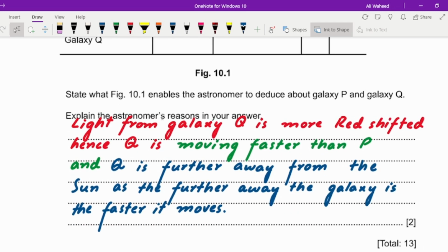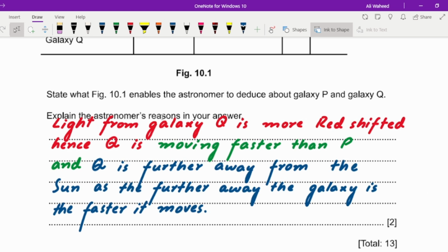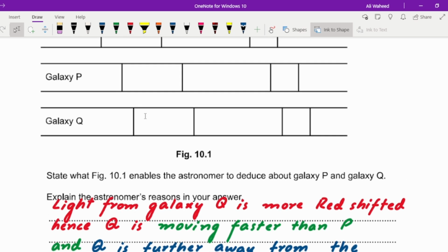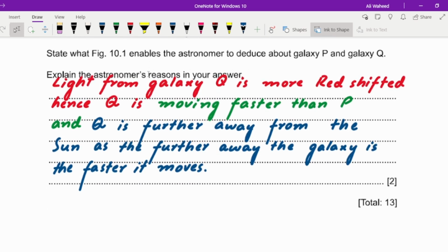Then you have: state what enables the astronomers to deduce about galaxy P and galaxy Q. Explain the astronomers' reason in your answer. You see, galaxy Q is more redshifted. The lines are more towards the right side. So light from galaxy Q is more redshifted. Hence, galaxy Q is moving faster. Also, Q is further away from the Sun. The further away the galaxy is, the faster it moves.